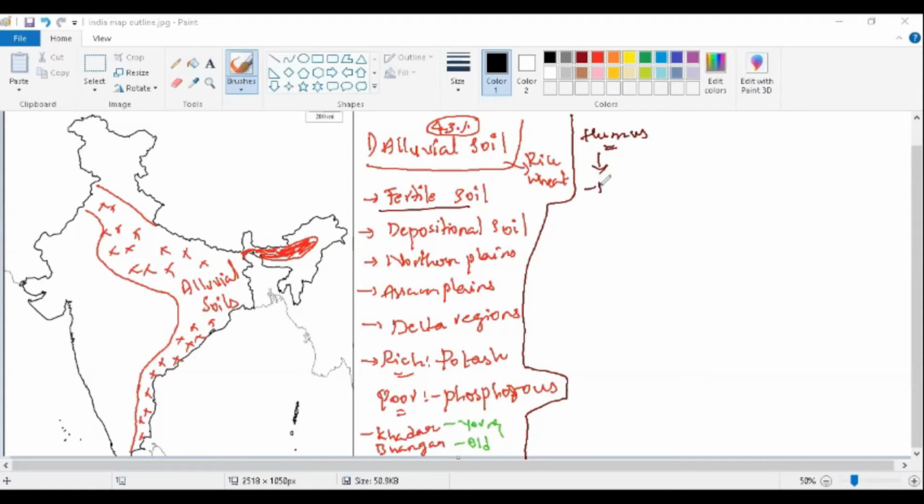Decomposed leaves and all, that is called decomposed organic matter, we can say. So this will increase the retention capacity. But what happens with alluvial soil? It is always a newly depositional soil, right? However, it won't get time to settle down the organic matter and time to decompose it. So it lacks humus in that sense.